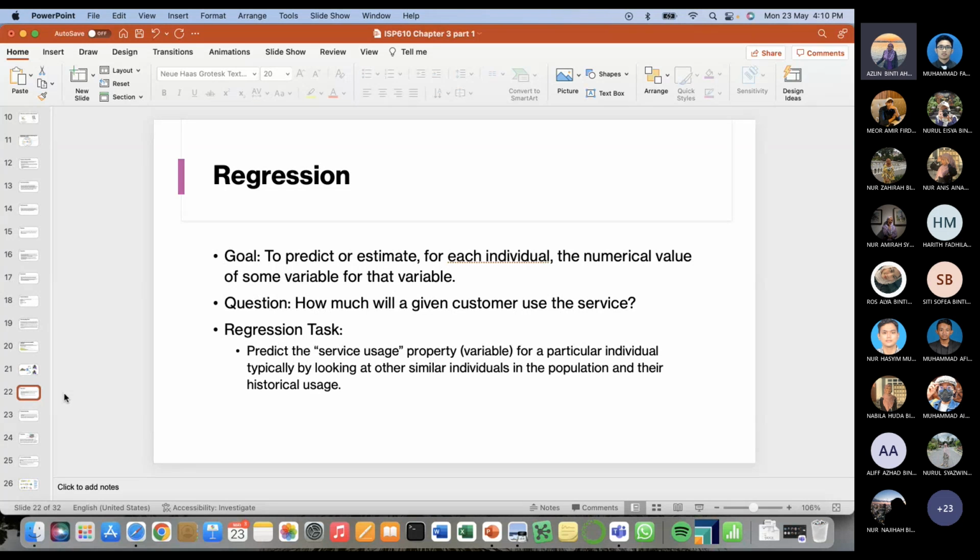Okay, so you can use the regression to predict the service usage lah, untuk tengok ataupun untuk check the similarity among population tu. Okay.